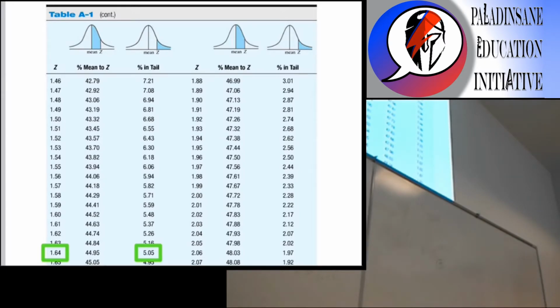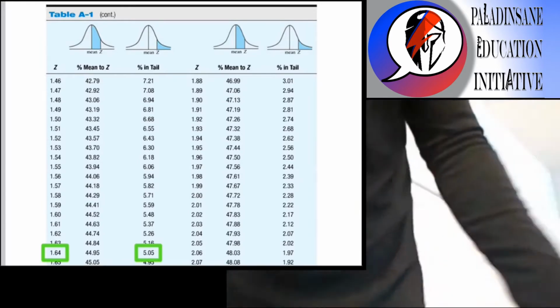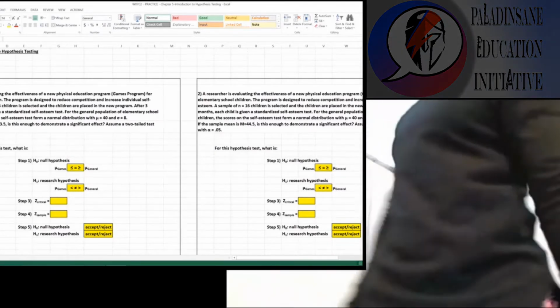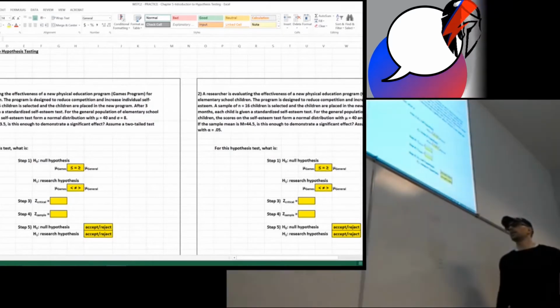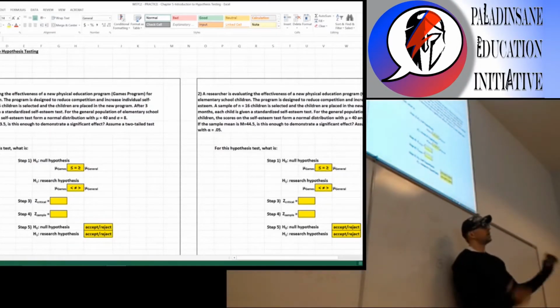For the exam, when you do your hypothesis testing, let me bring that up real quick. All right, so for your lines in the sand, for step 3, your Z critical, if it is a two-tailed test, I'm going to assume you mean plus or minus. So you don't have to worry about putting plus or minus in there. Just put your lines in the sand, the numerical value.